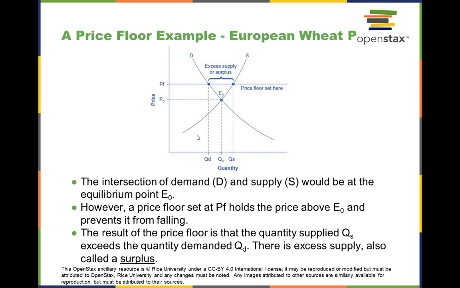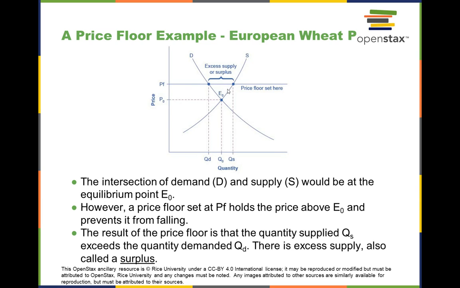And so this is the supply of wheat. This is the demand of wheat. This is the equilibrium. And so we want to establish a minimum price. It has to be higher than that. It has to be higher than the equilibrium. And so they established this price floor, which is known as P of F.